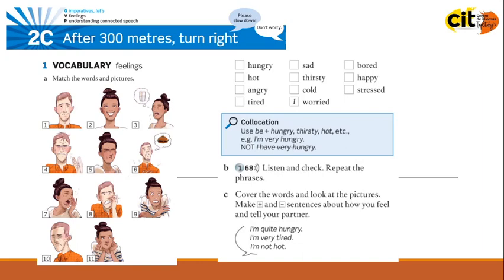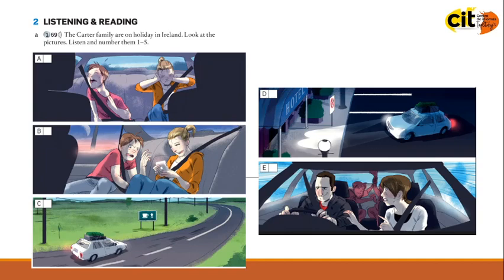Well, then you are going to work with activity 2, listening and reading. So you have to listen to a family and you have to look at the pictures. You have to number the pictures according to the order in which the family describes the events, okay? So you have pictures A to E. So listen and number the pictures, yeah?